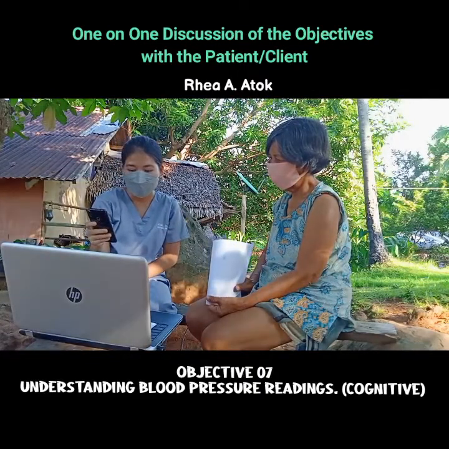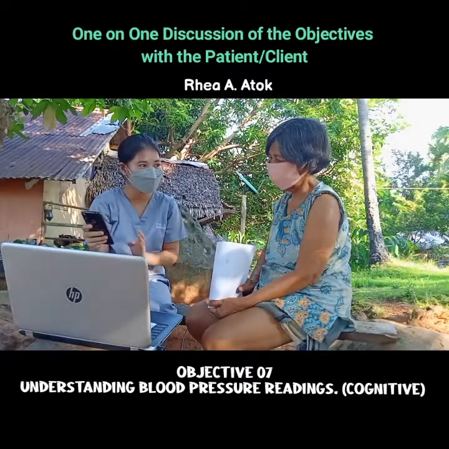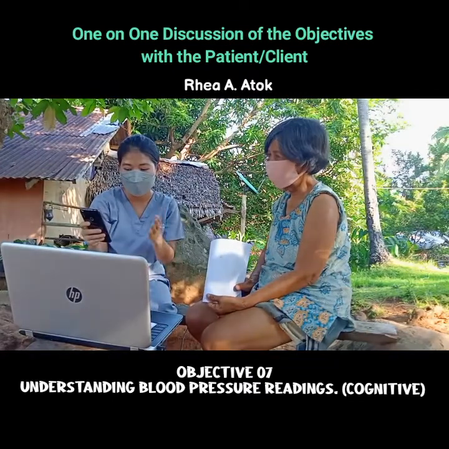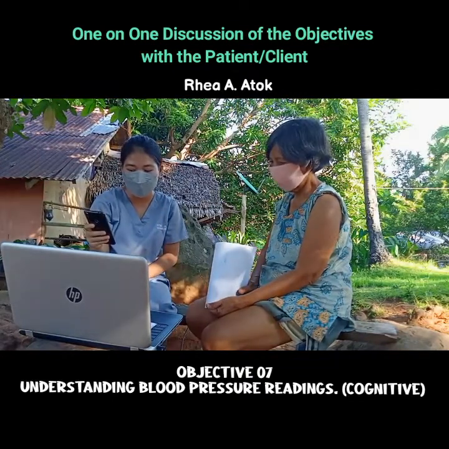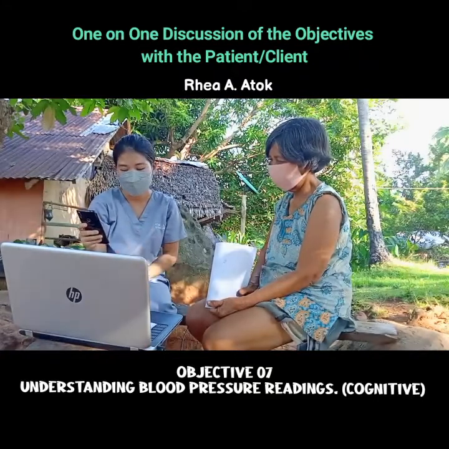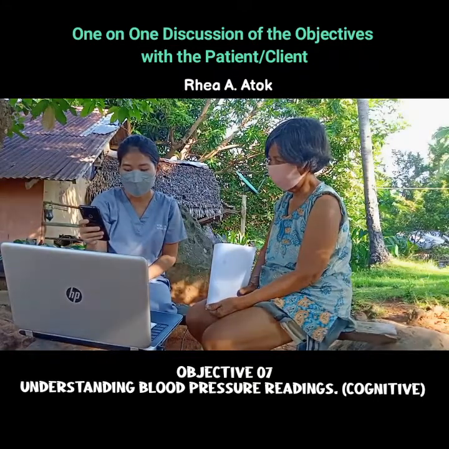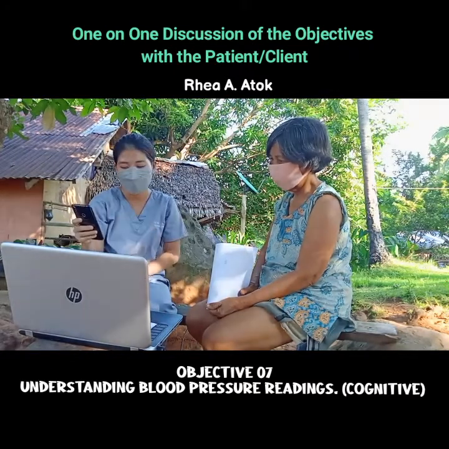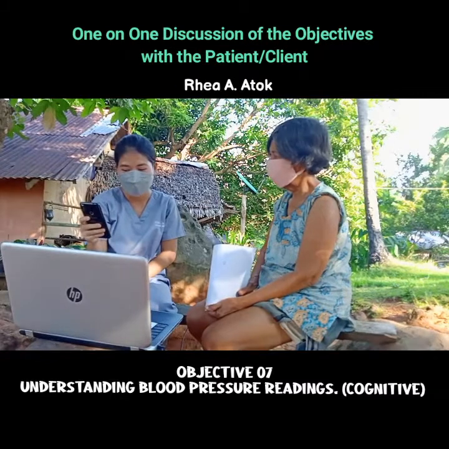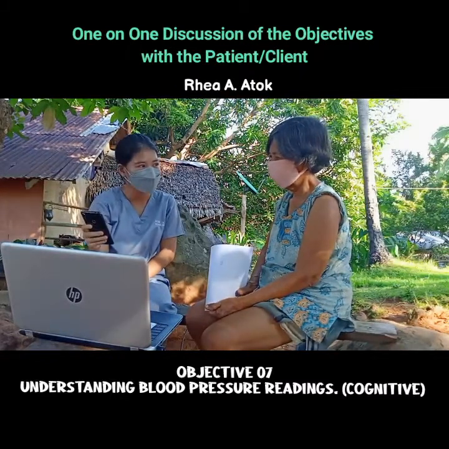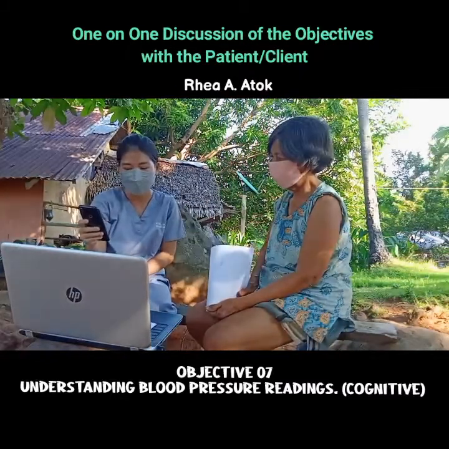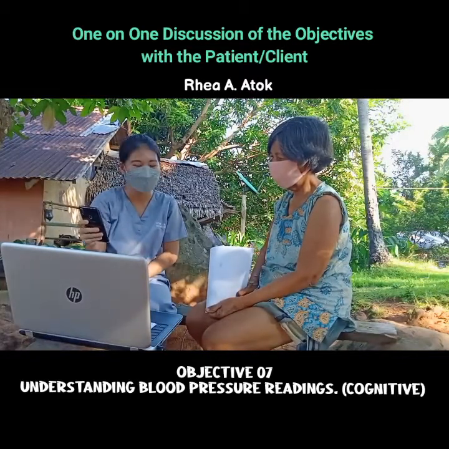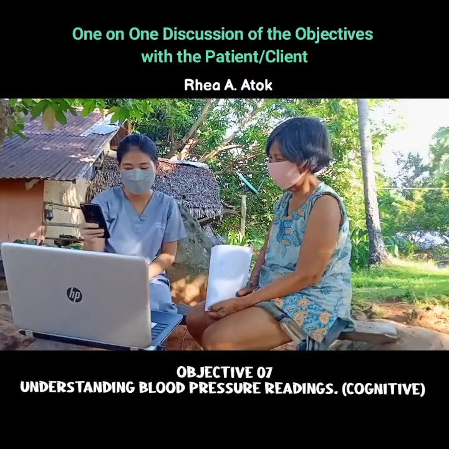Next is high blood pressure, hypertension stage 2. The systolic is 140 or higher, and the diastolic is 90 or higher. Then the last one is hypertensive crisis. In a crisis, you should consult your doctor immediately. The systolic is higher than 180 and the diastolic is higher than 120.